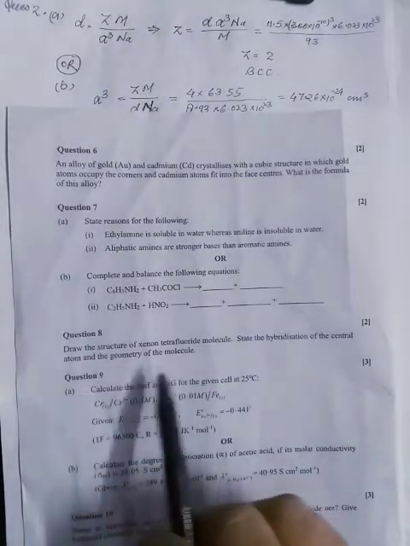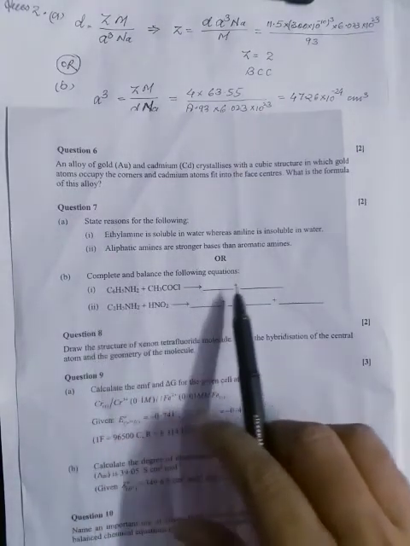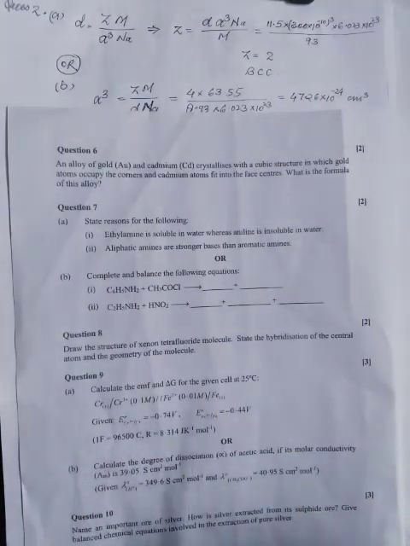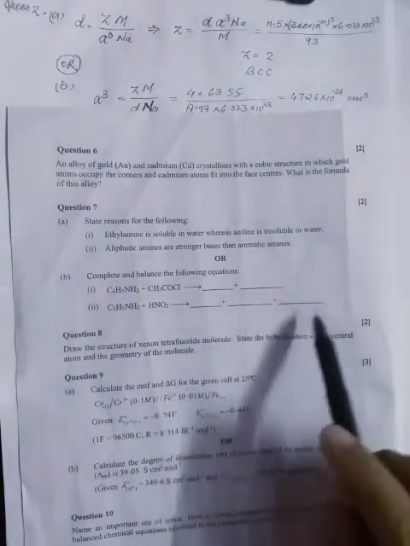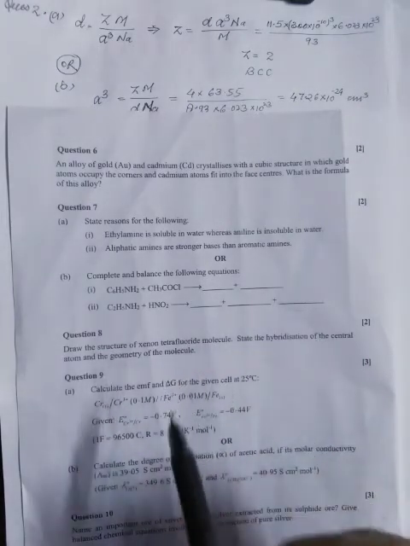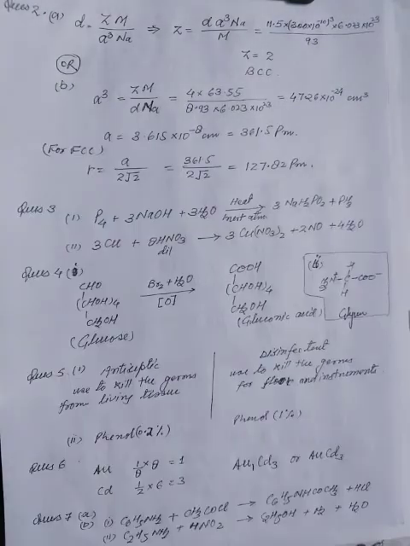Now the B part of the same question: complete and balance the following equations. Again you must know that products will be written with the byproducts. If you miss the byproduct, you will lose marks, and the reaction must be balanced. Then what will be the answer? Here C6H5NH2, that is aniline, is treated with CH3COCl, acetyl chloride, then HCl will be removed, H from here and Cl from here, then the remaining will be the product. Is it okay?